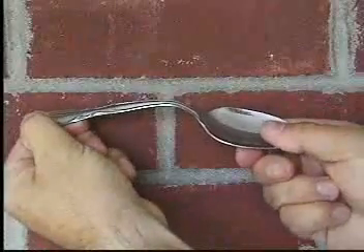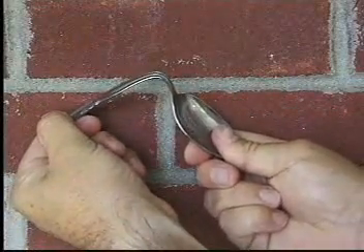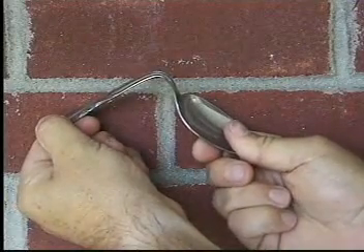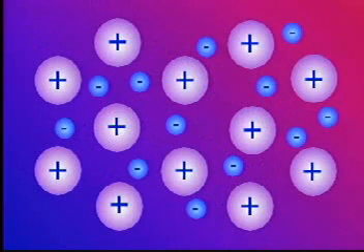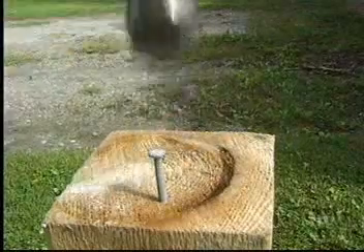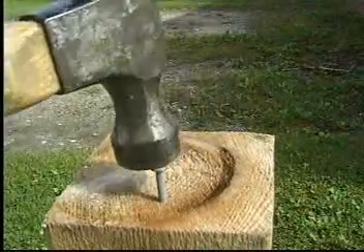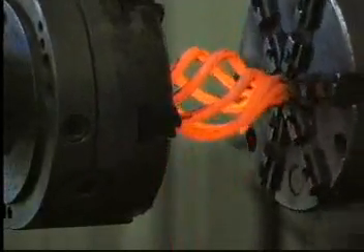Metal in this spoon is able to be bent without breaking due to its bonds. The bonds allow the ions to easily change position. The third type of bonds we will consider are metallic bonds. In a metallic bond, many electrons are shared by many atoms. The positively charged nucleus is surrounded by free-moving electrons. One property common to metals with metallic bonds is malleability. Malleability refers to the ability of metals to be bent without breaking, especially under heat.